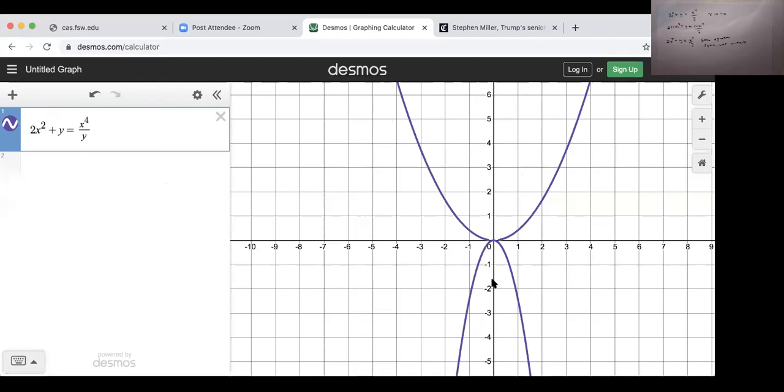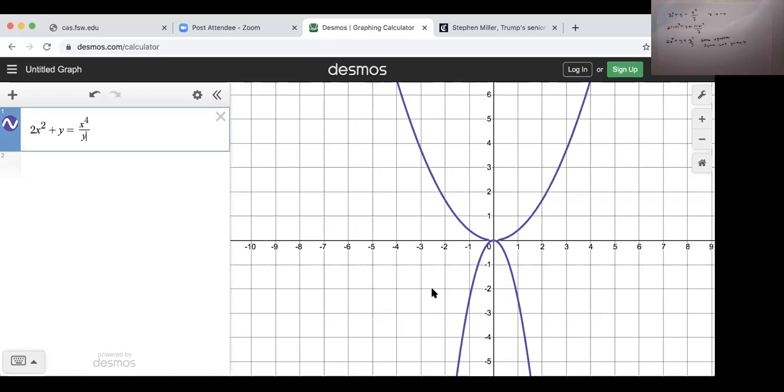And if we fold it over twice, hopefully you can convince yourself that the points are also not going to match up. So it is also not symmetric with respect to the origin, but it certainly is symmetric with respect to the y-axis.